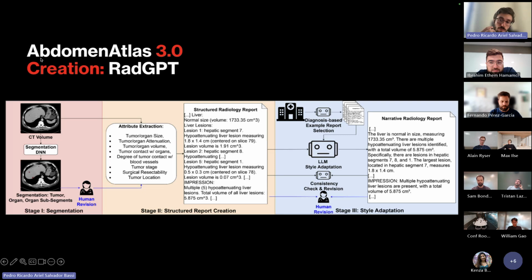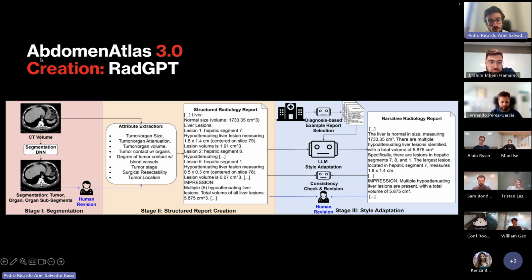And we do a special selection of examples for this in-context learning idea, meaning that we select examples that are similar to the structure reports we are trying to convert. So if we have a structure report about liver tumors, we take 10 examples of liver tumor reports from the institution, give them to the LLM, and ask it to do this style adaptation.